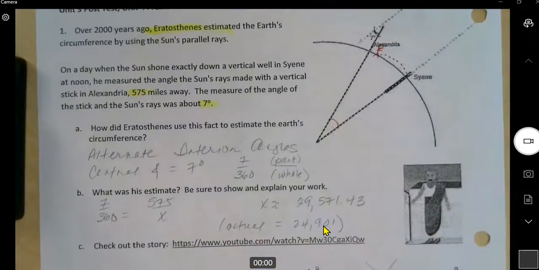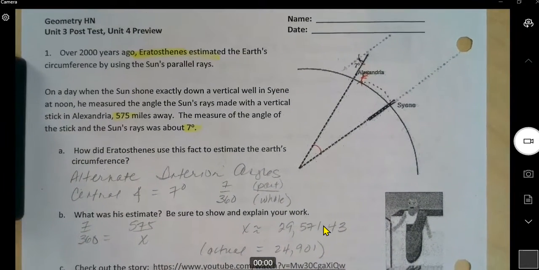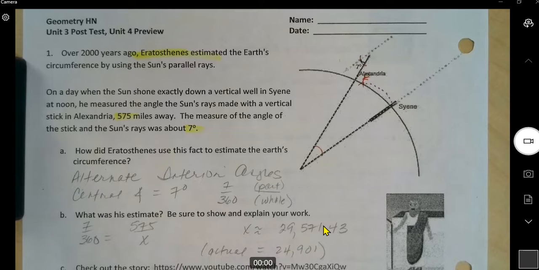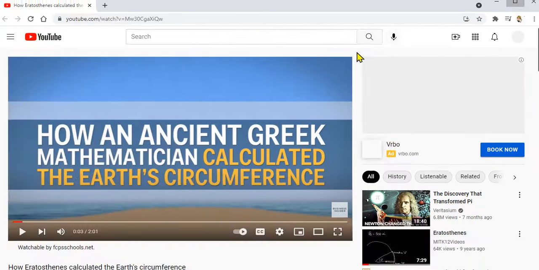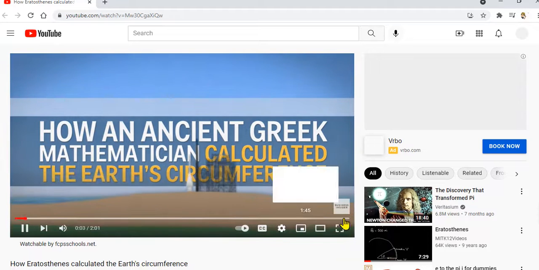On the back, say the word Eratosthenes. Try again, Eratosthenes. Yeah. So Eratosthenes was this amazing guy over 2,000 years ago. He used parallel lines to estimate the Earth's circumference. Here is a little story about how he did that. So if I hit play.